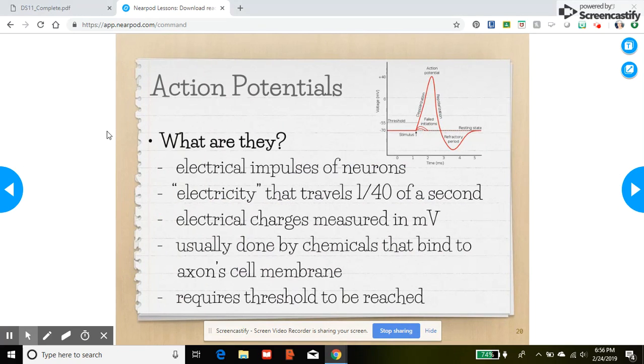Okay, so an action potential. These are electrical impulses of our neurons. So like I said, it's electricity, plain and simple. It travels about 1/40th of a second, which is really quite amazing if you think about it, right?